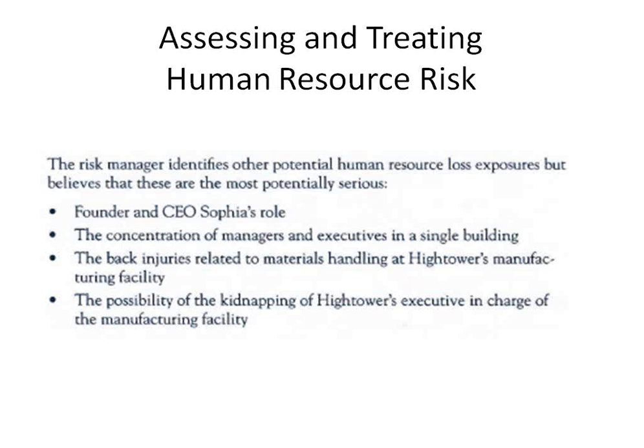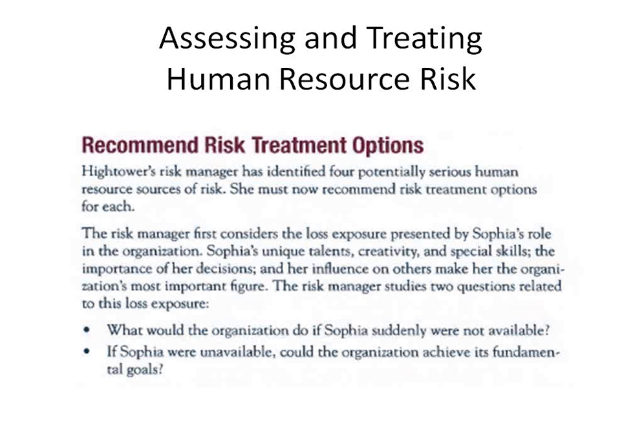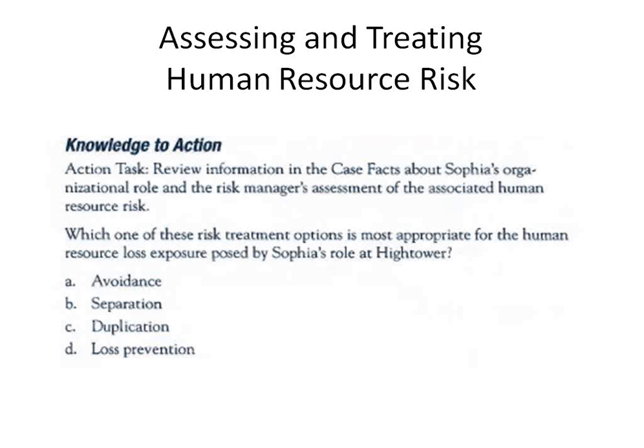The risk manager identifies other potential human resource loss exposures, but believes that these are the most potentially serious. So the big ones are founder and CEO Sophia's role, concentration of managers and executives in a single building, back injuries, and the possibility of kidnapping. So we did identify them. Now we're going to come up with the recommended treatments. The idea is, what would the organization do if Sophia suddenly were not available? If Sophia were unavailable, could the organization achieve its fundamental goals?